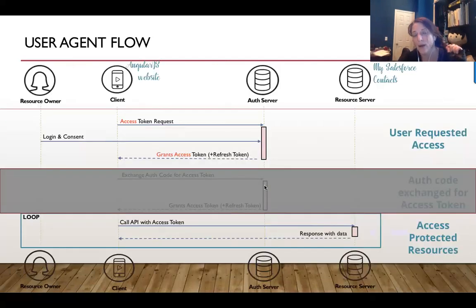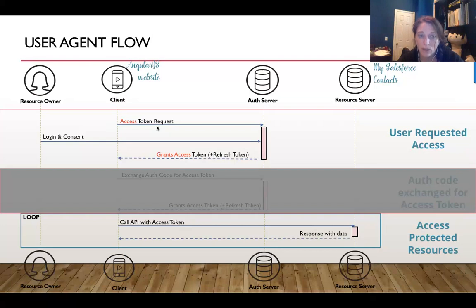So what I did here is I took the web server flow, which we just discussed, and I tried to build the user agent flow on it to see what's different. I want to understand the differences, not just what it is. So my client is now an AngularJS website. Note I have my clients at the top and the bottom again. And the client will request a token. It does not request an authorization code.